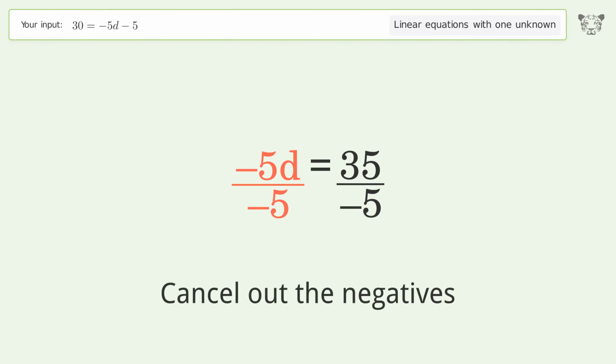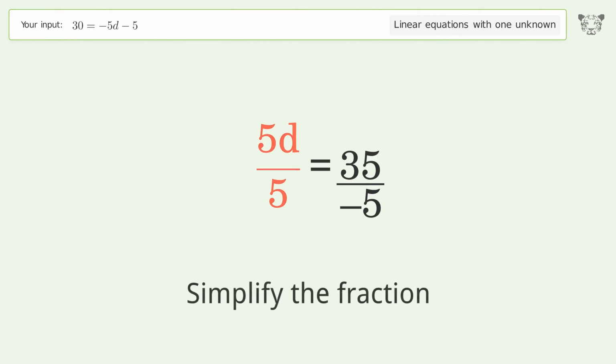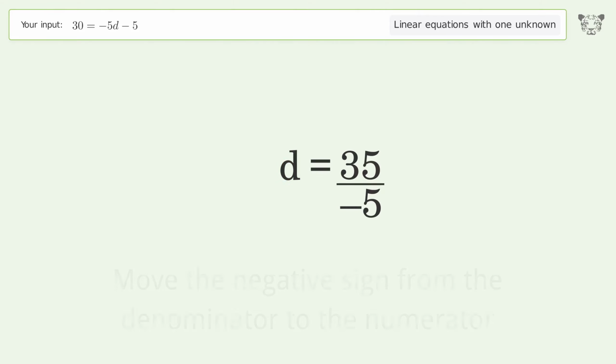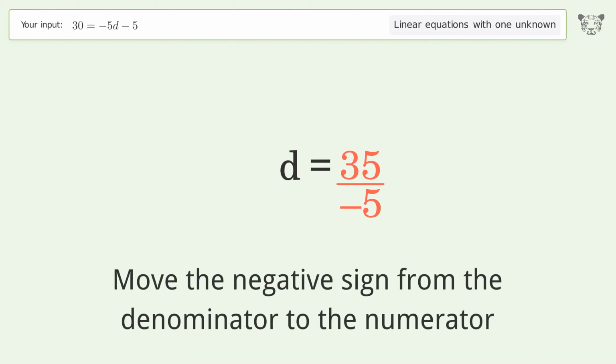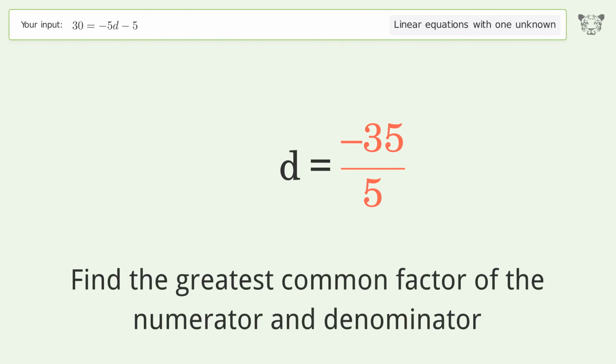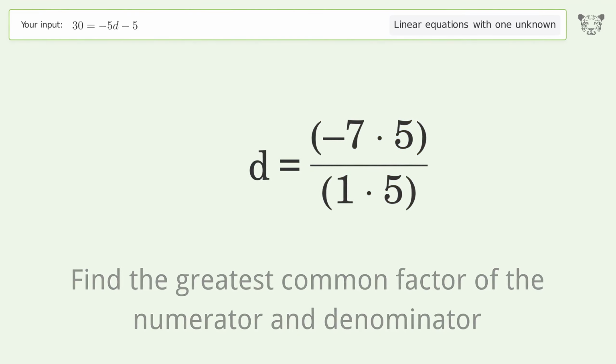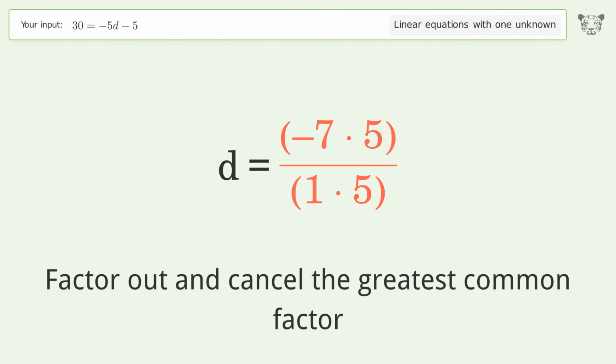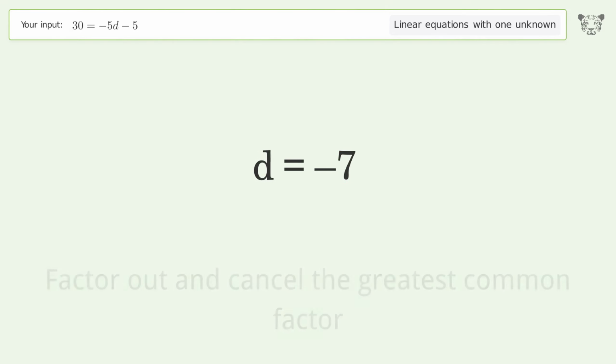Cancel out the negatives. Simplify the fraction. Move the negative sign from the denominator to the numerator. Find the greatest common factor of the numerator and denominator. Factor out and cancel the greatest common factor. And so the final result is d equals negative 7.